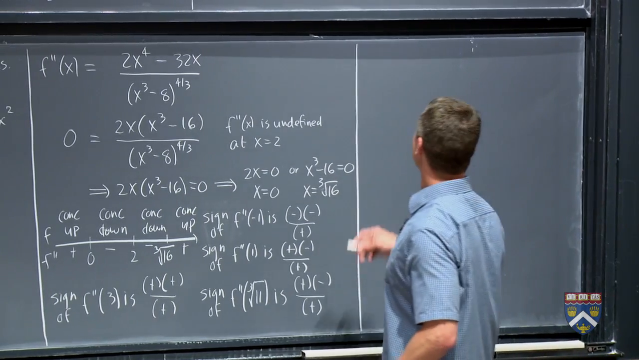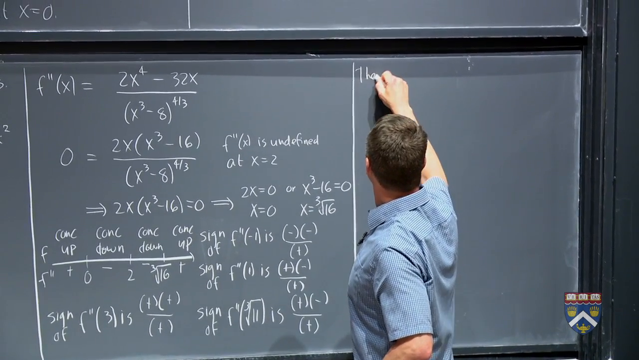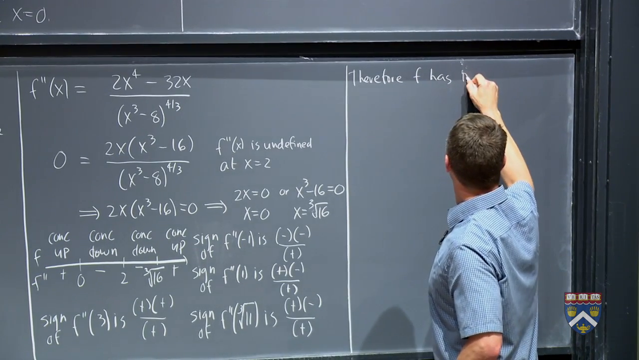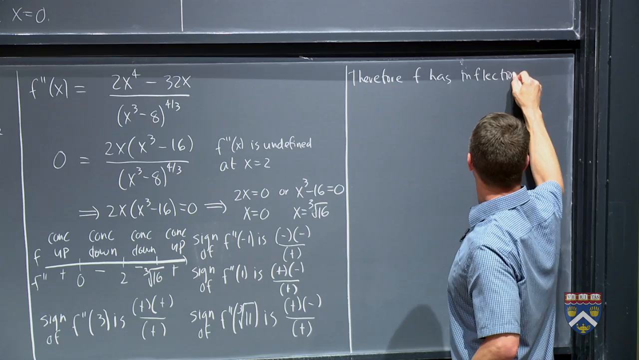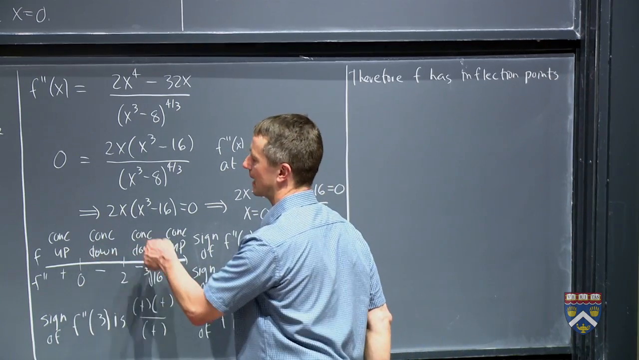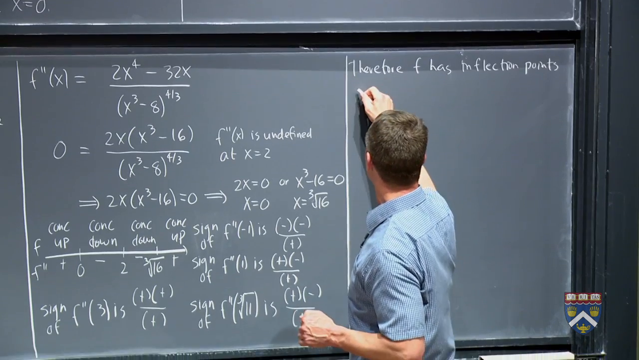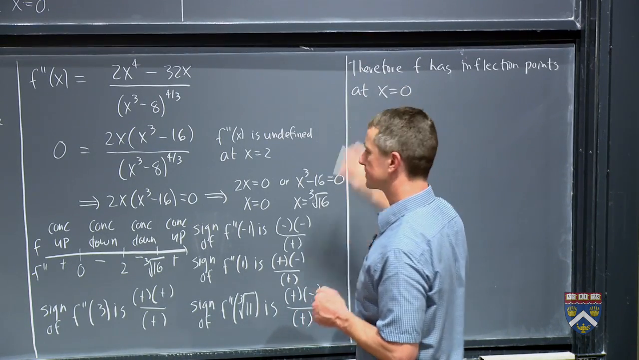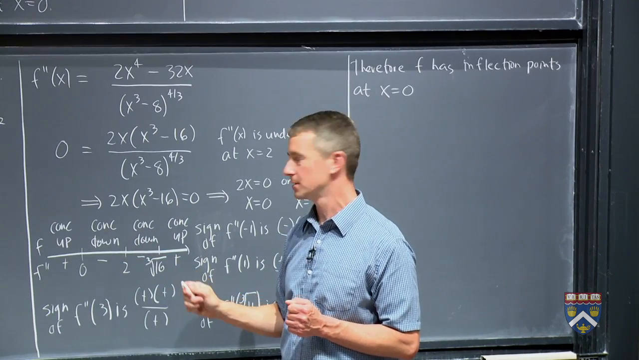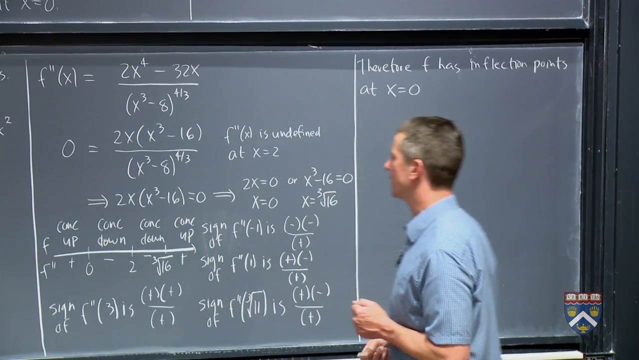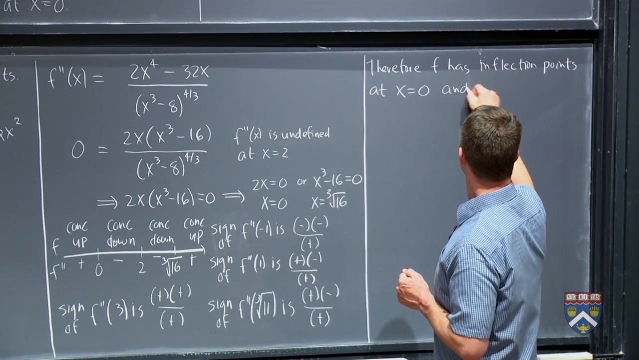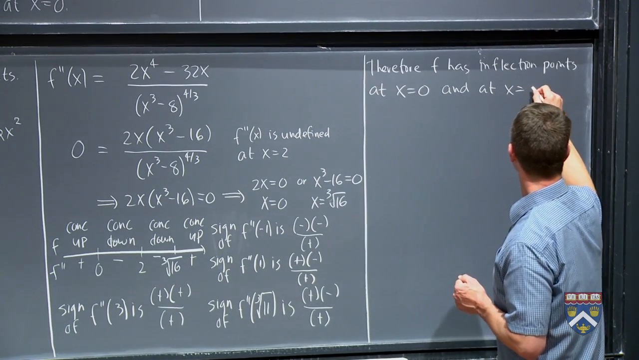So let's state our conclusion here. f has inflection points where? Well, we were concave up until 0 and concave down on the other side. So one is at x equals 0. Not at x equals 2 because we were concave down on both sides. But then we did change concavity again at the cube root of 16. And at x equals cube root of 16.